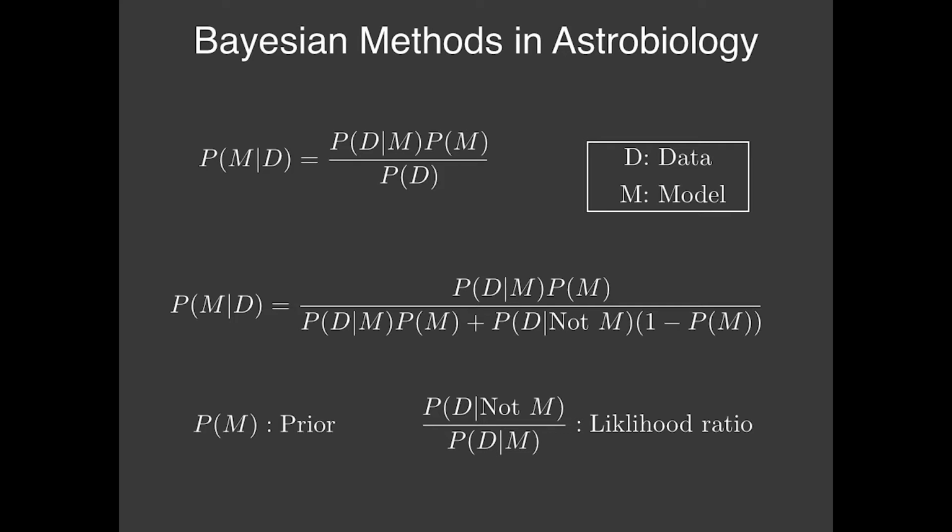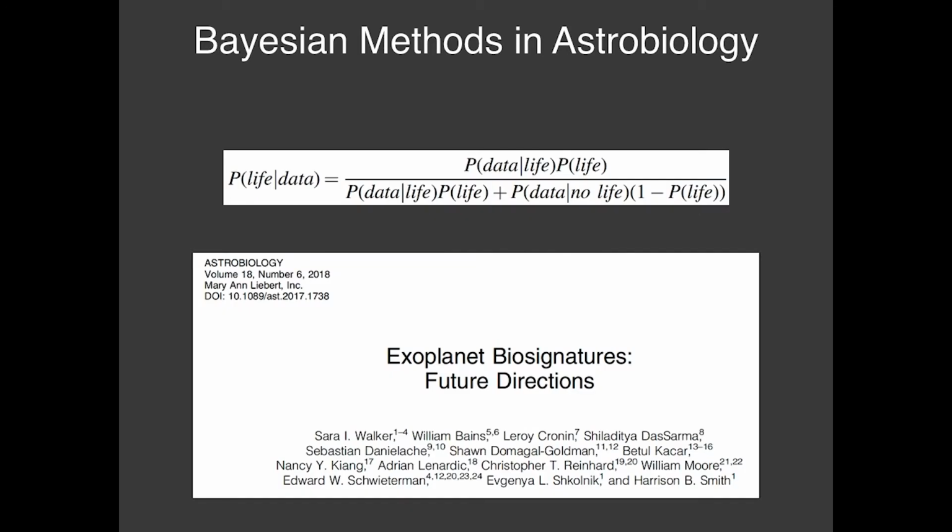And so if we write this in terms of a life detection problem, these are typically the formulas that people write down. So in this Walker et al. paper, you can see very explicitly the probability that you have life given the data equals this same sort of breakdown, where you can see that there's a probability of data under the model of life and the probability of the data under a model of no life. And so this is typically how you would start to formulate a problem.